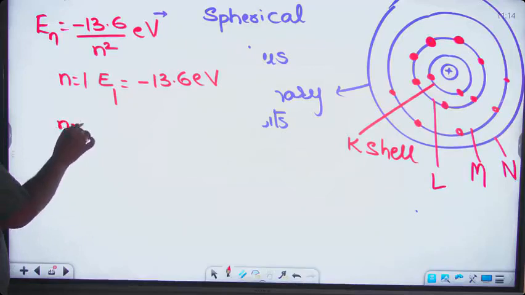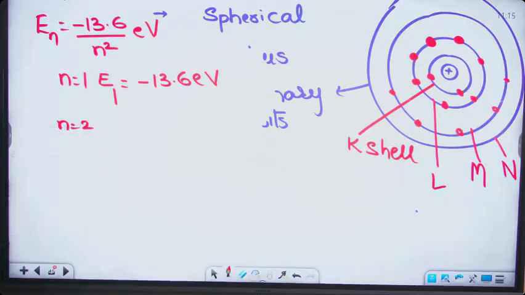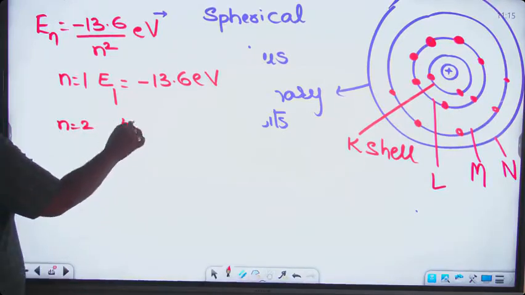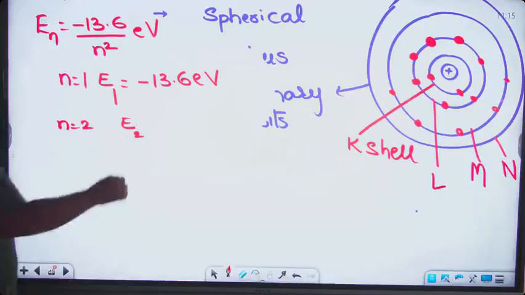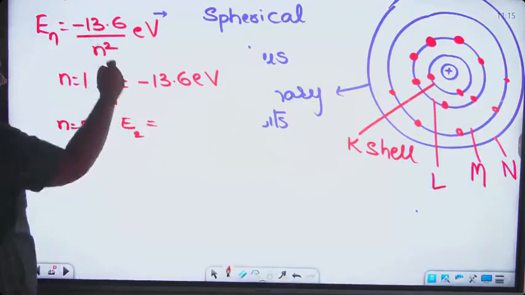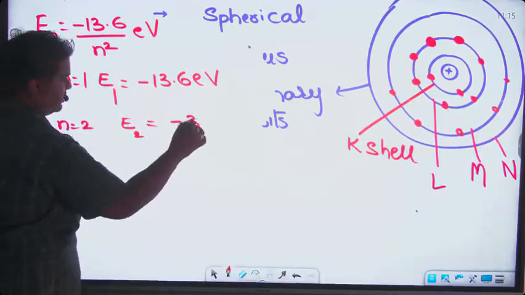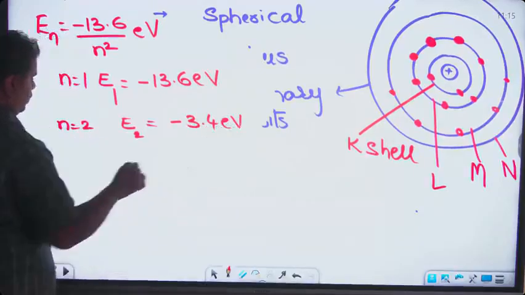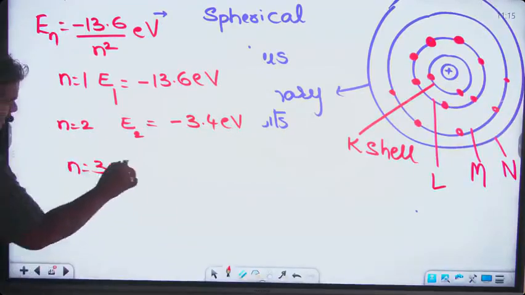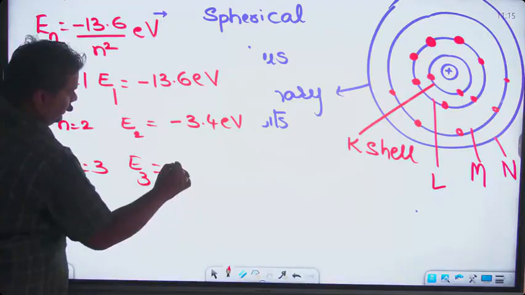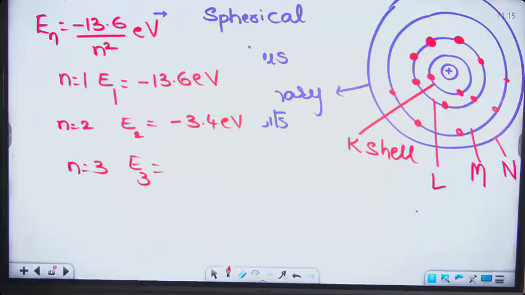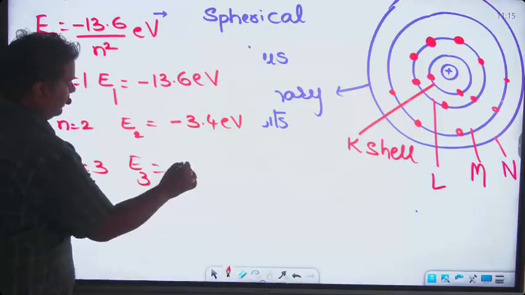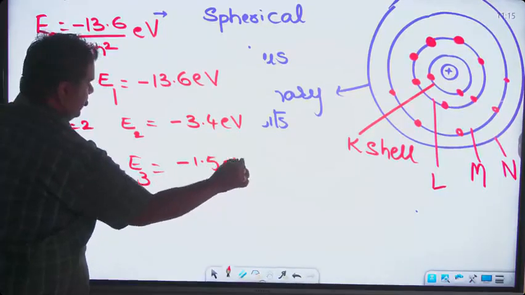Suppose we are talking about the second orbit, we take n equal to 2. So n equal to 2 means second energy level. So what is the value of E2? Minus 13.6 by 4. How much do we get? Minus 3.4 electron volts. Suppose that if I'm taking n equal to 3, E3, then what is the value here? Minus 13.6 by 9. How much will we get? Approximately minus 1.5 electron volts.